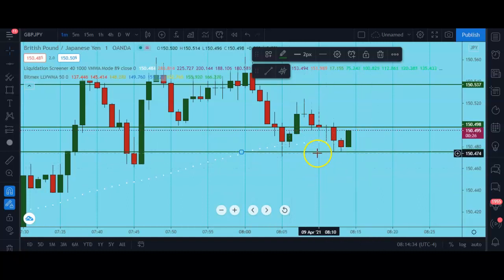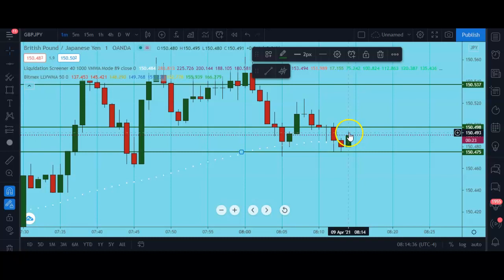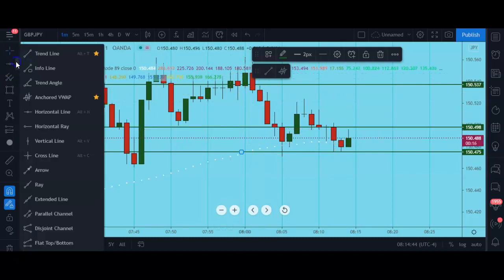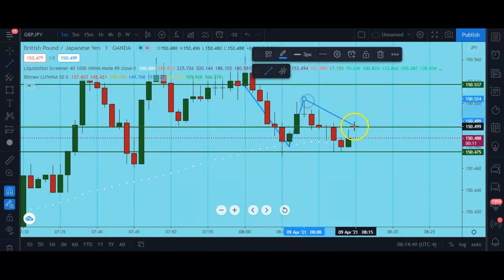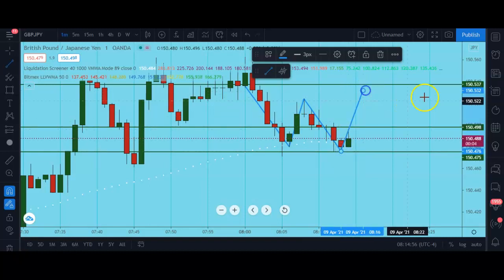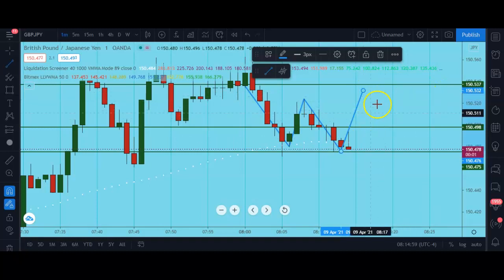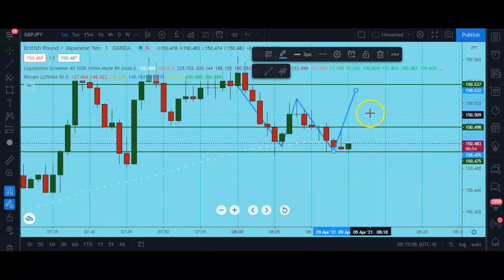And with this being support, if this closes bullish, if this closes up, this is going to be the morning star. And also you have the W pattern right here, which means price could be coming back up to here. Okay, that candle closed above again.